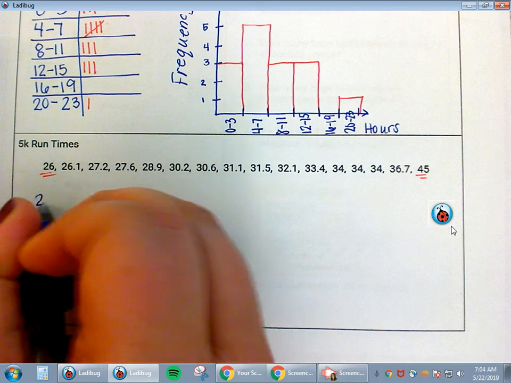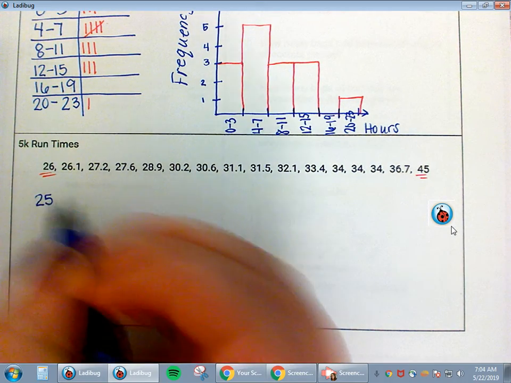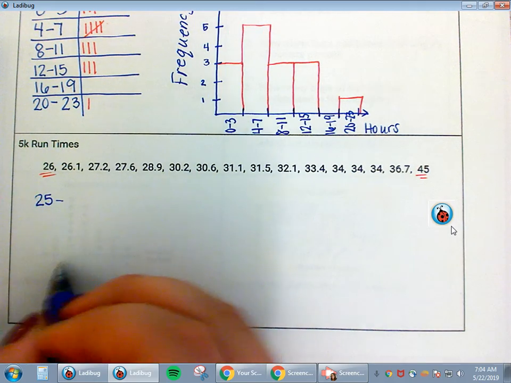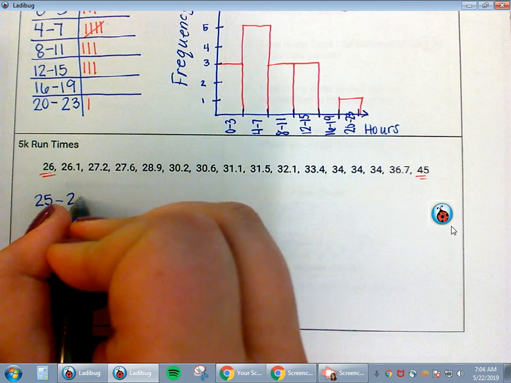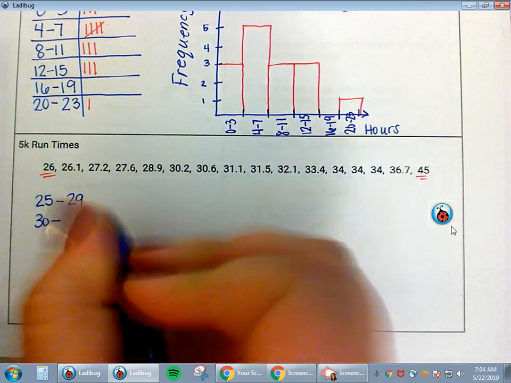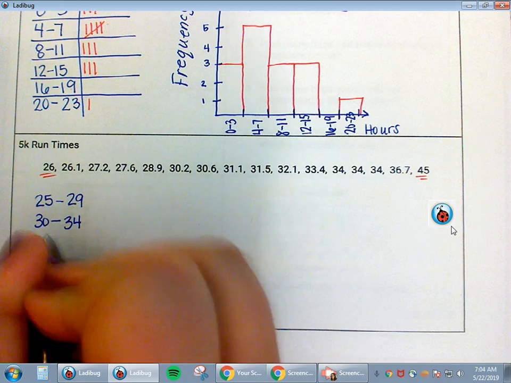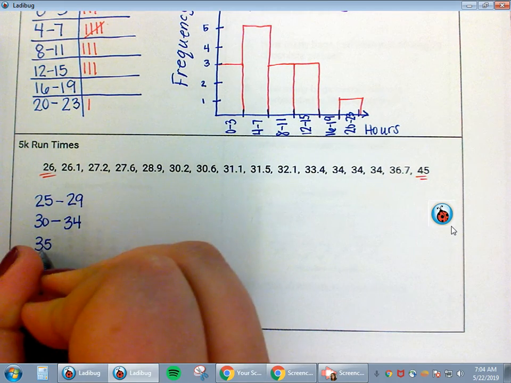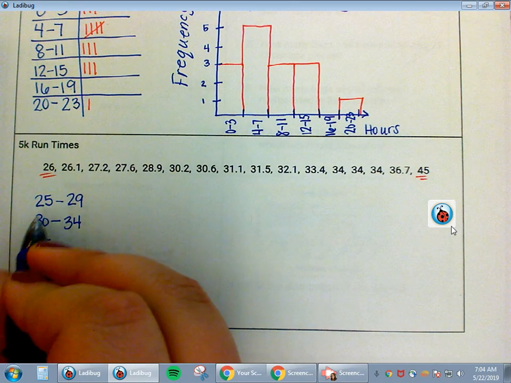So starting at 20, let's start at 25. That'll be a nice round number. 25, 26, 27, 28, and 29 would all be in one set. 30 to 34 would be in the next set. 35. Notice these are counting by fives. You can fill out the rest if it's easier to count like that.